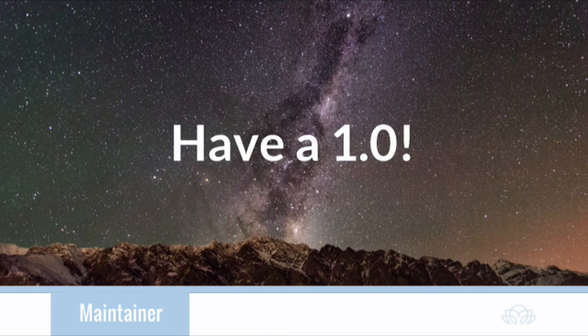Have a 1.0. A lot of add-ons just keep incrementing, 0.0.54. If you're using it in production, I think your add-on should be 1.0 so others know that they feel they can also use it in production. It doesn't mean you stop making changes. You can always have a 2.0.